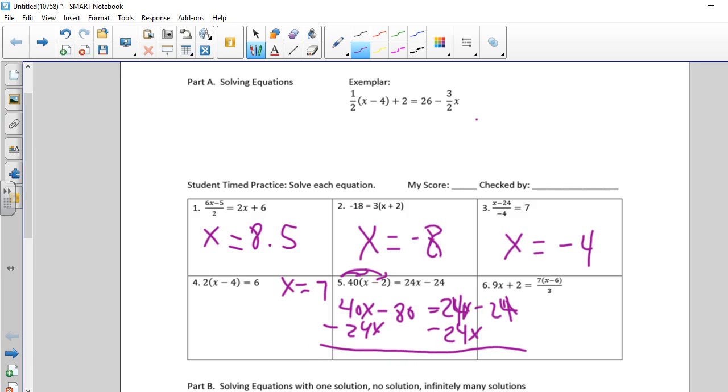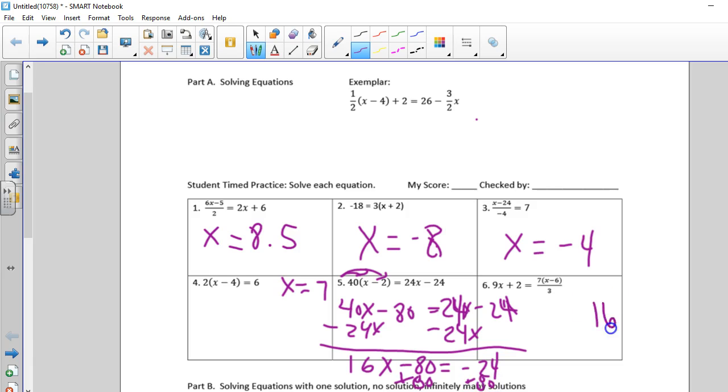40 minus 24 is 16x. Bring everything else along because you got to keep it with it. So you end up with 16x minus 80 equals negative 24. Eliminate the constant from the right side. Since I'm subtracting 80, I have to add 80 to both sides.